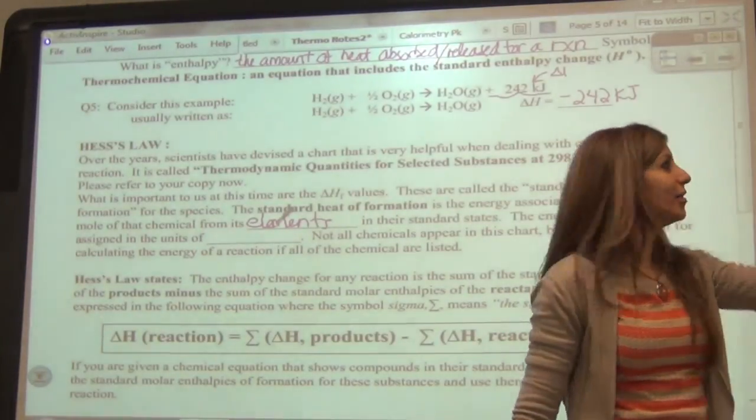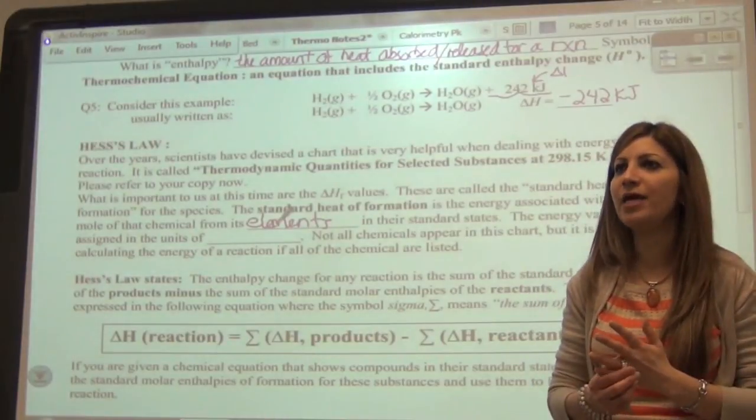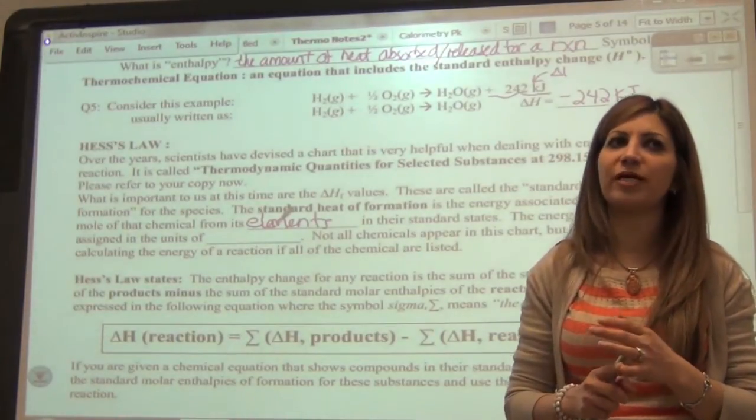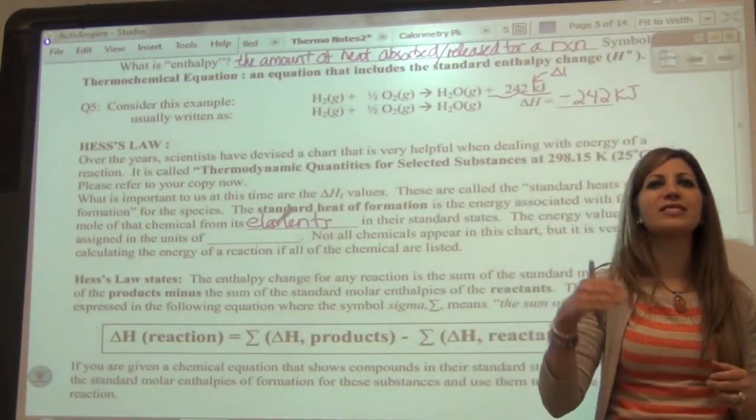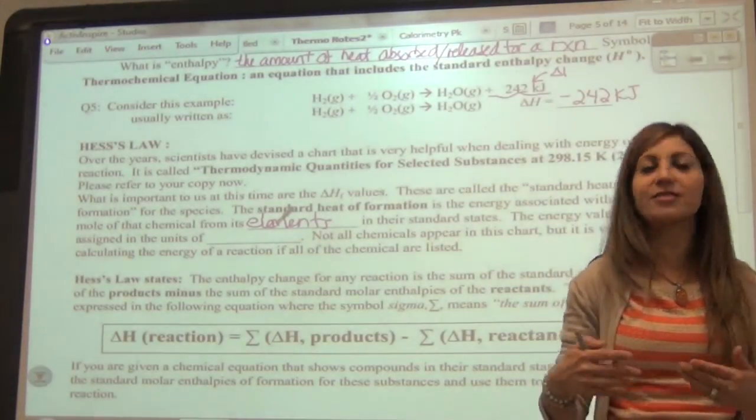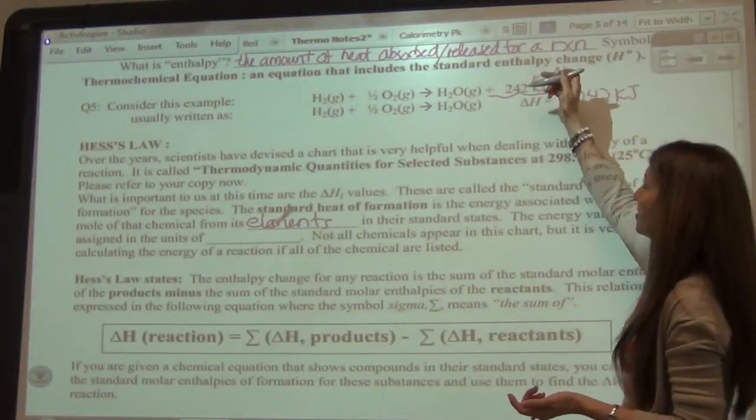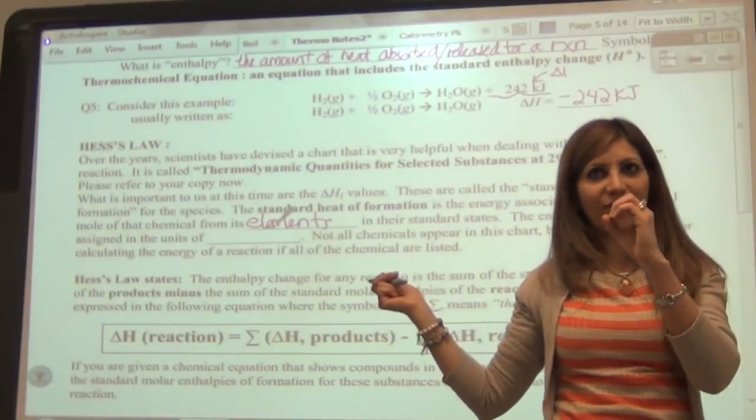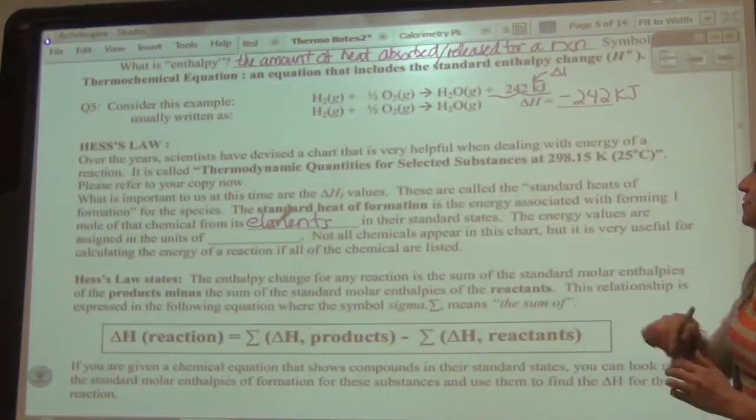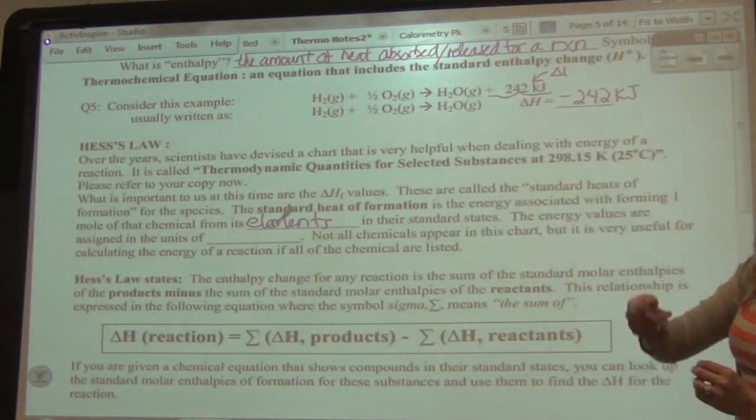A solid, and chlorine is red, which means it would be a gas. What else do you know about chlorine? It's diatomic. Awesome. So it wouldn't be Cl gas, it would be Cl2 gas. And when we say elements in their natural states, that means that it has a 0 value as its thermochemical value.